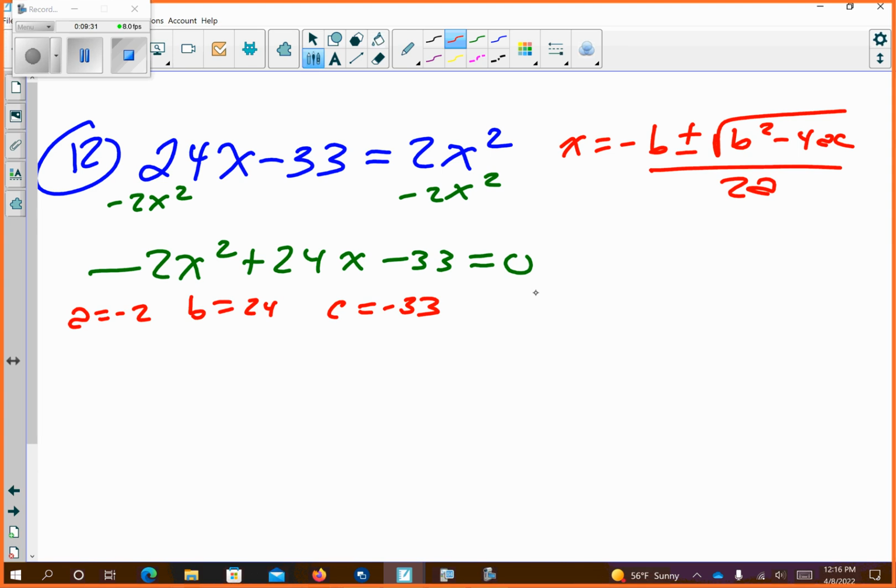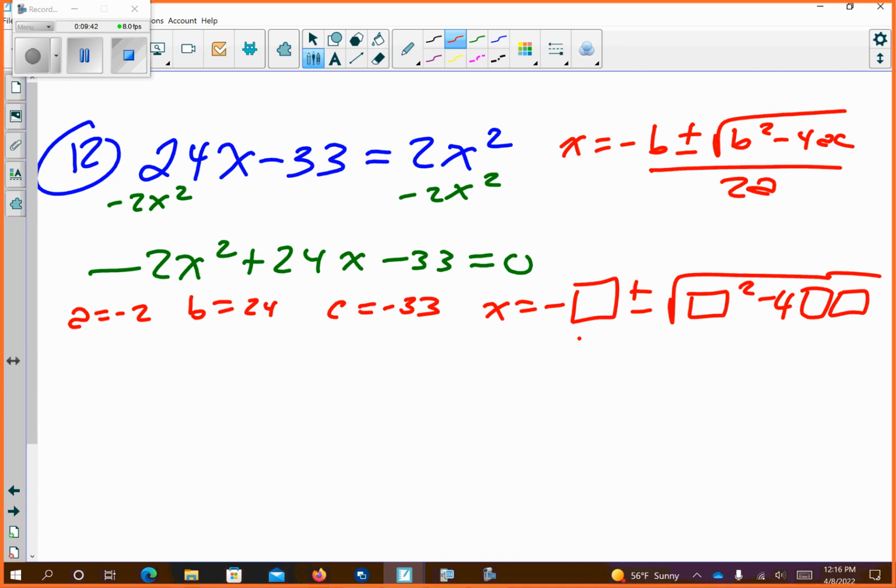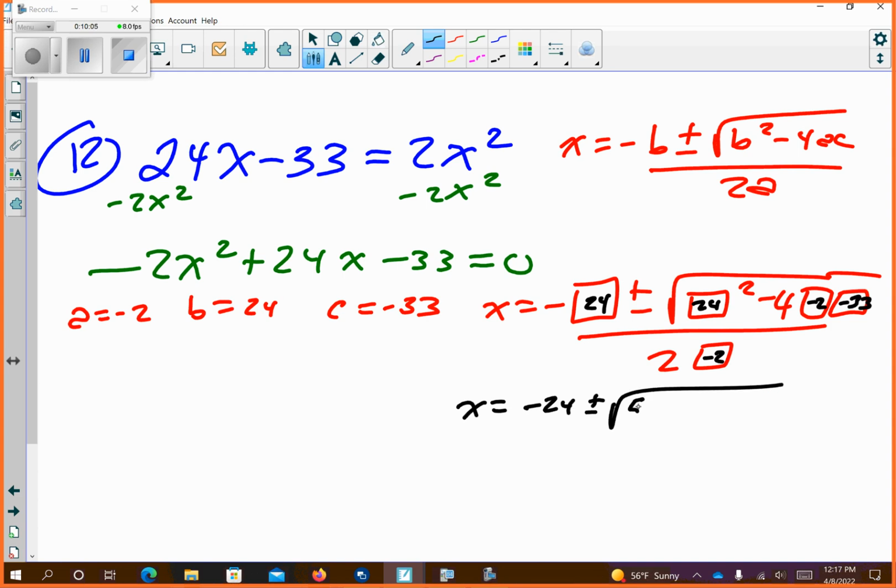Okay, so x equals negative b plus or minus the square root of b squared minus 4ac all over 2a. All right, in the boxes, I got negative 24, I'm plugging in 24 squared minus 4 times a, that's negative 2, c is negative 33. All over 2a. All right, so I get negative 24 plus or minus, 24 squared should be 576, unless I've fallen off my rocker, which is very possible.